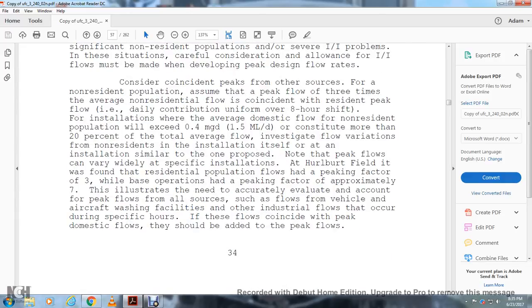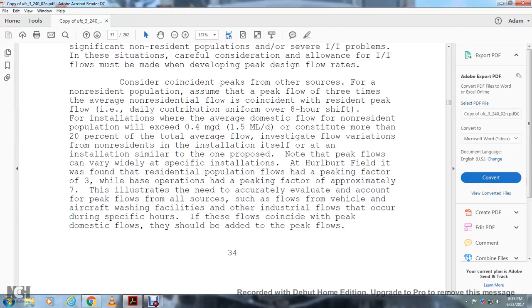Consider coincident peaks for the source of the non-residential population. Assume the peak flow is 3 times the average non-residential flow, consistent with the resident peak of the flow, with the daily contribution uniform over the 8-hour service shift, for installations where the average domestic flow for the non-residential population exceeds 1.5 million gallons a day or constitutes more than 20% of the total average flow.